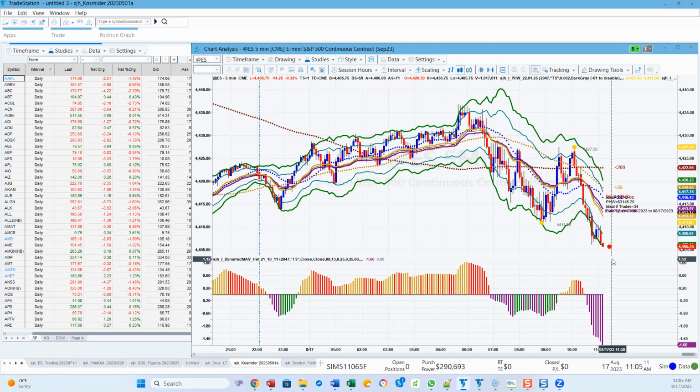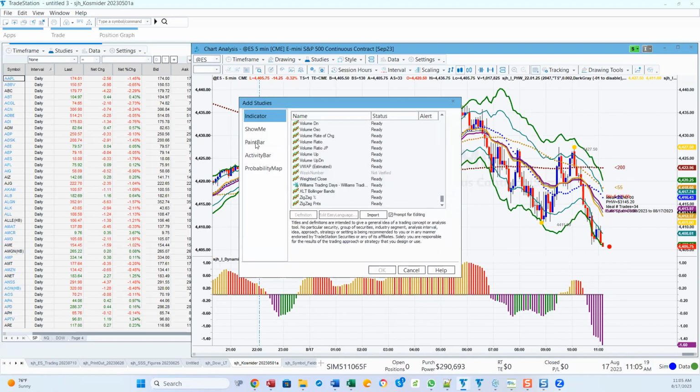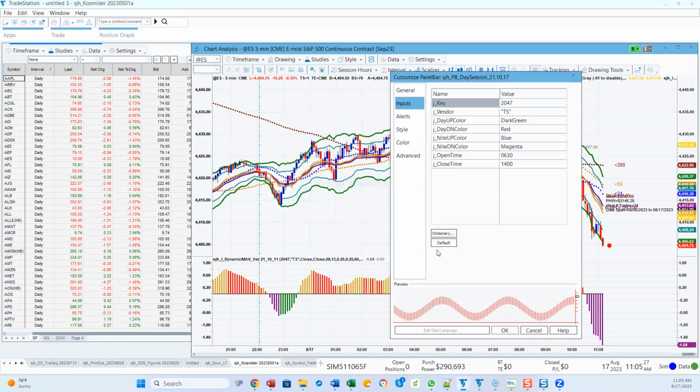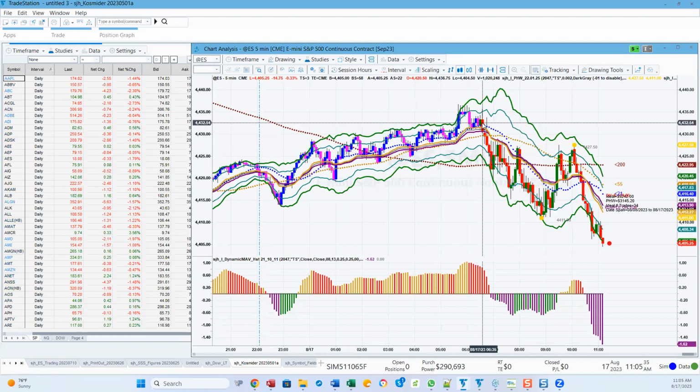So we're still going down here. I have a study that I call a paint bar study, and all of my indicators start out with SJH. There's the paint bar day sessions, and then we can see that the purple or magenta and blue, that's the night session. And here's the open of the day session.